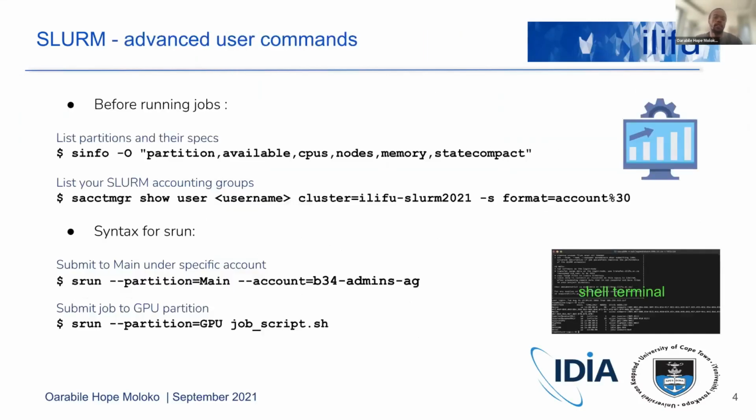Now getting into the advanced usage of SLURM, I start with two commands, sinfo and sacctmgr. As a rule of thumb, you want to check these commands just before running or submitting a particular job. sinfo gives you information on the resources that are available on the cluster. And sacctmgr tells you about the accounting groups that you are part of, either many or one. This is useful because you may be part of multiple groups on the cluster, and when you want to run anything, you want to make sure that you do that under the correct accounting group.